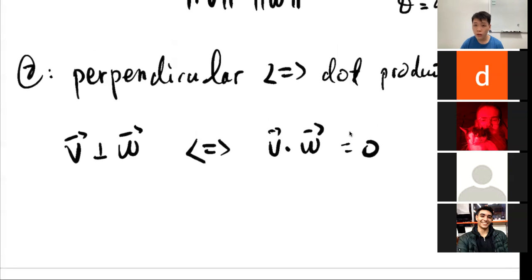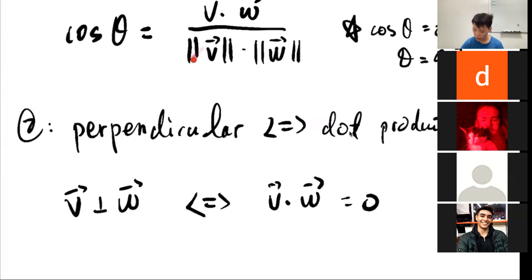Oh, so here is the length of V, a number representing the length of vector V. This is the length of W. And then we multiply these two lengths together in the denominator. It's not a minus sign.